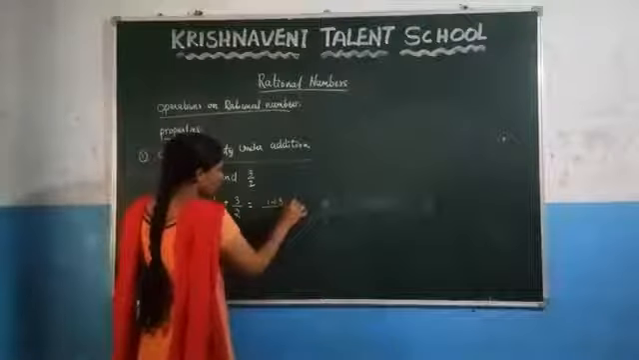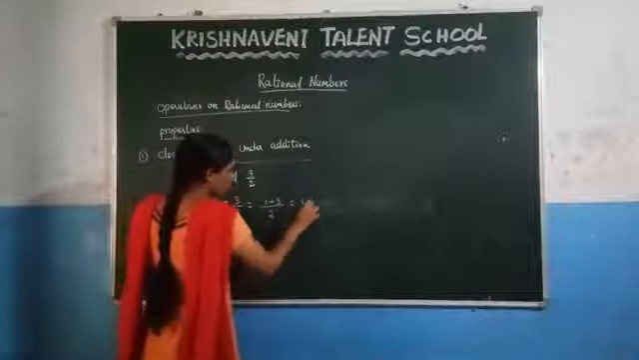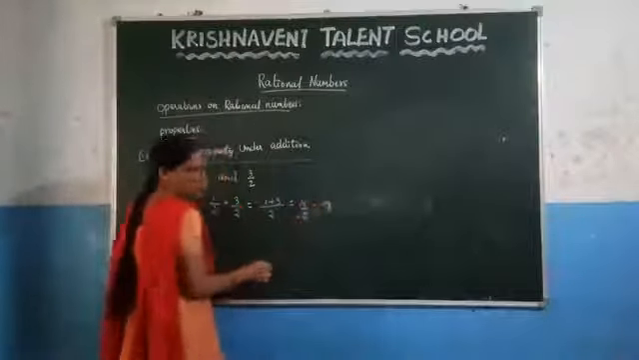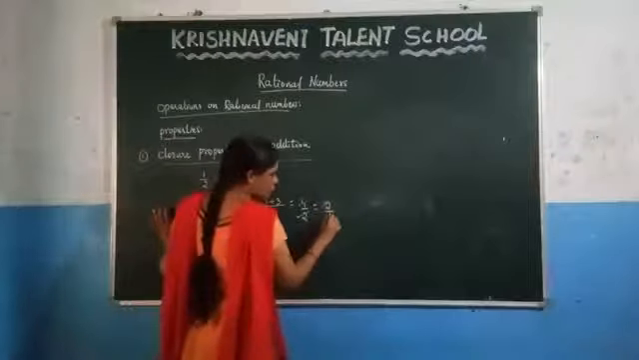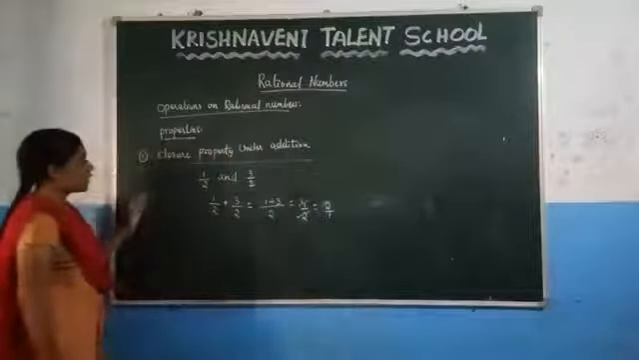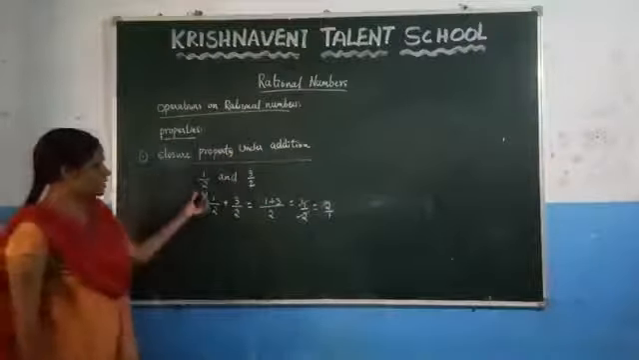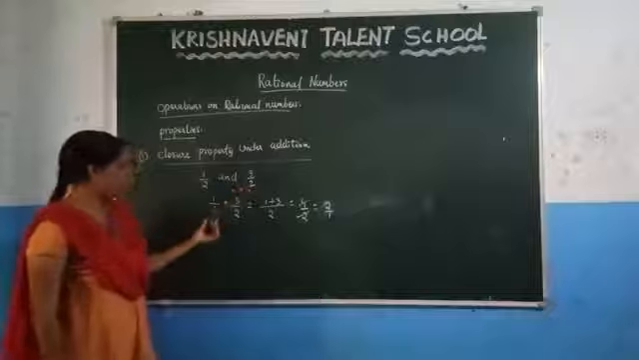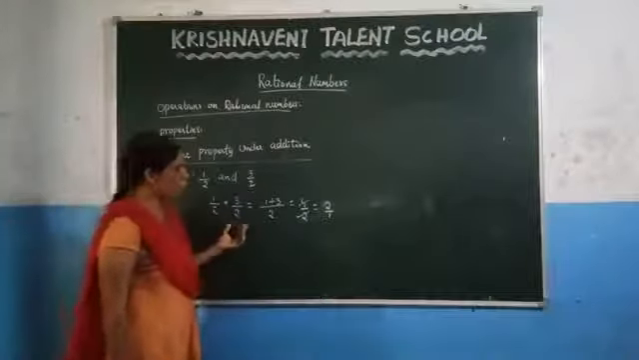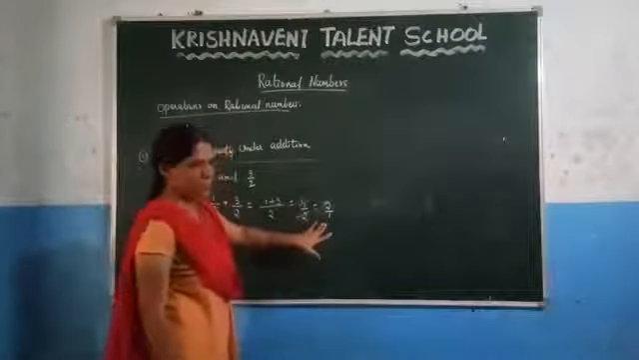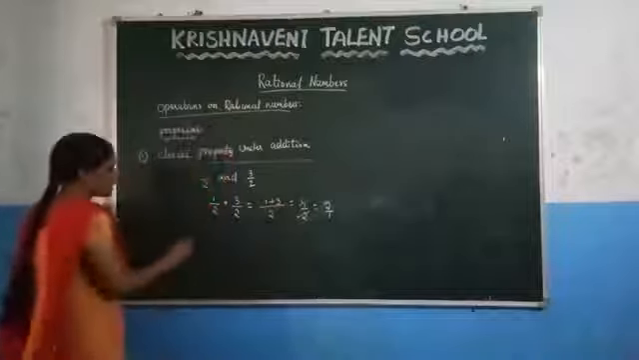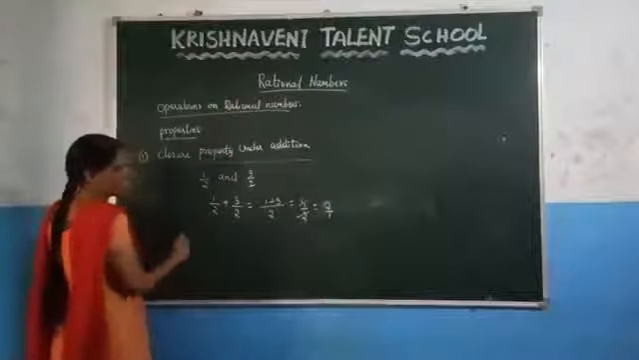What? You will get 4 by 2. After cancellation, you will get 2. Here this 2 you can write as 2 by 1. Here you can observe that we considered two rational numbers, and if you add two rational numbers, the result is also a rational number. So here we can say that the closure property holds good under addition.